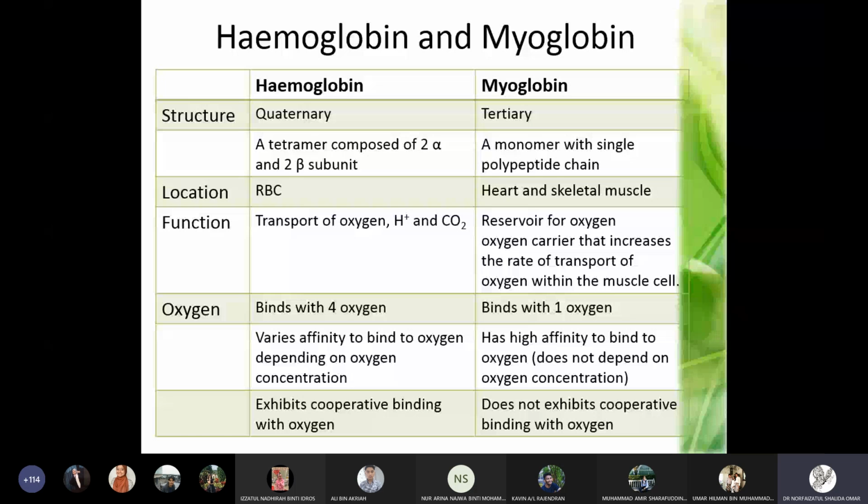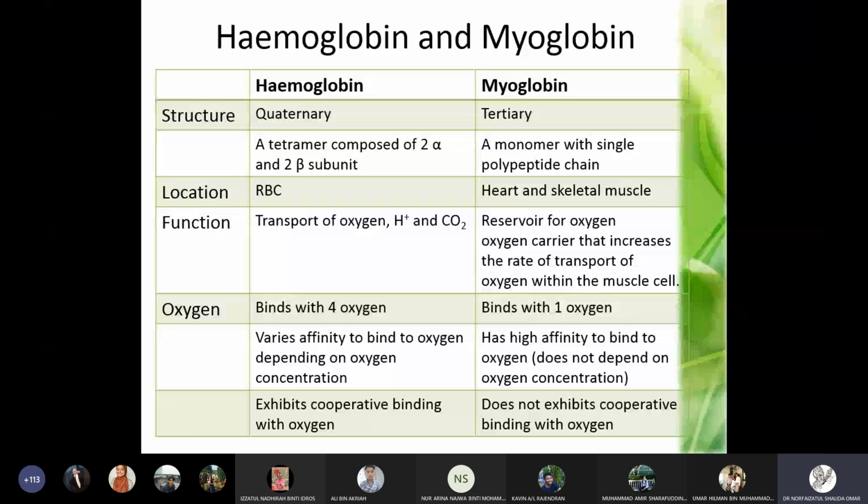Whereas myoglobin, you find it mainly in the heart and the skeletal muscle. Okay, myoglobin is not for transport of oxygen. It's only a reservoir for the oxygen, so that when the skeletal muscle or the heart muscle really needs the oxygen, especially when you are exercising, then only the myoglobin will release the oxygen to the heart or skeletal muscle.